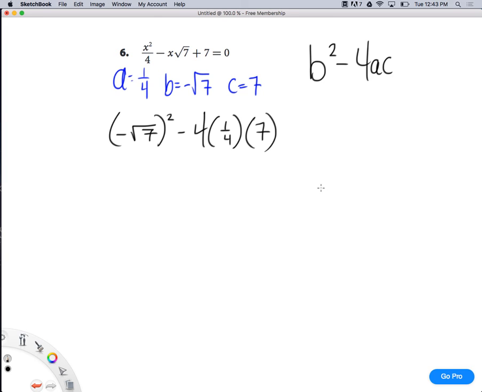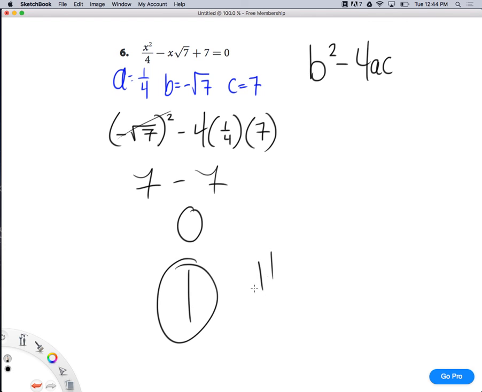Now, when I square a negative number, it becomes a what, class? Positive. When I square a square root, what happens to them? They cancel, right? So it all cancels. This just becomes 7 minus, what's 4 times 1/4? 1. Yeah. 1 times 7 is 7. 7 minus 7 is 0. So the discriminant is 0. How many solutions do I have? One solution. All right. Got it?